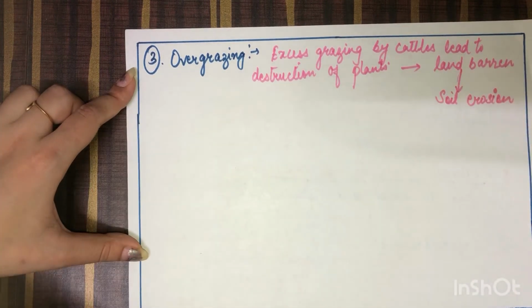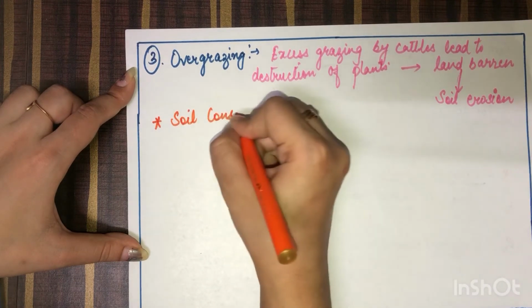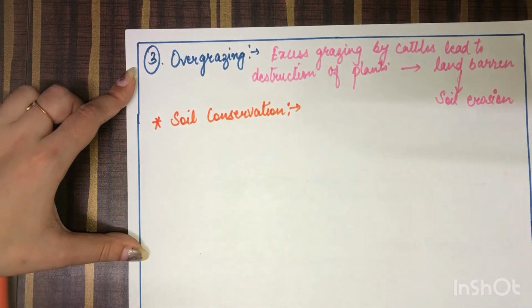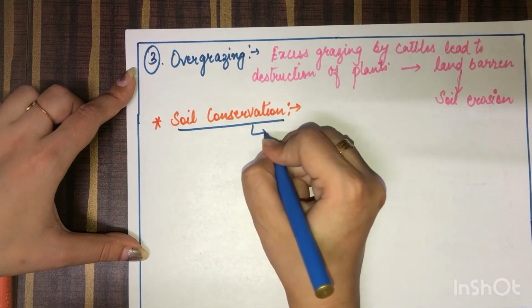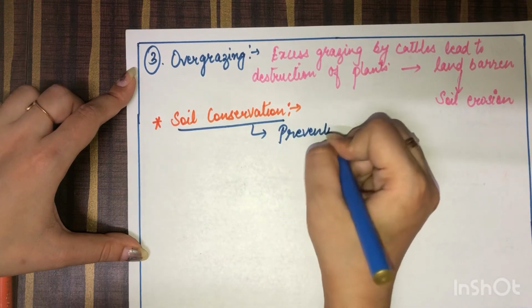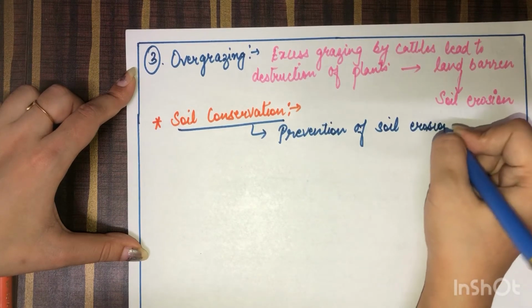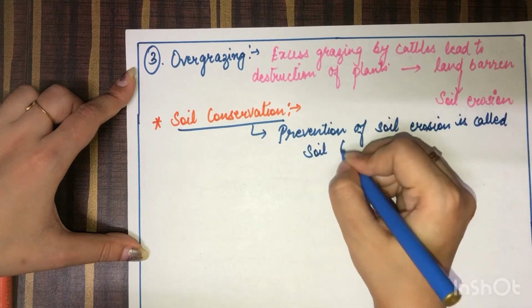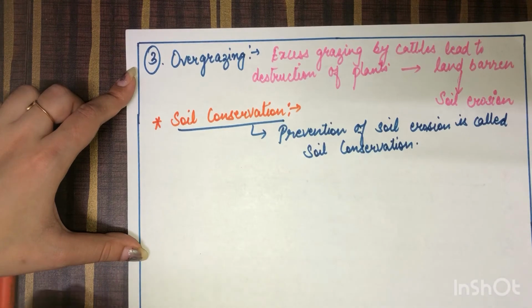Fine. Now we will be moving on to the soil conservation. Our next topic, soil conservation. What is soil conservation and what are the different methods to prevent soil erosion? Firstly, what is soil conservation? Prevention of soil erosion is called soil conservation.